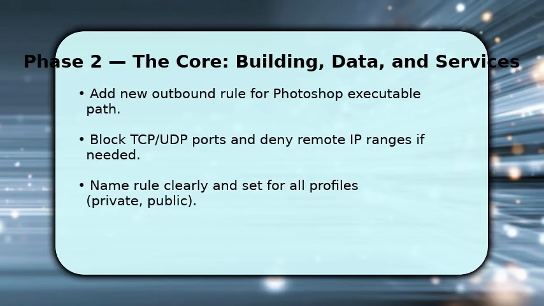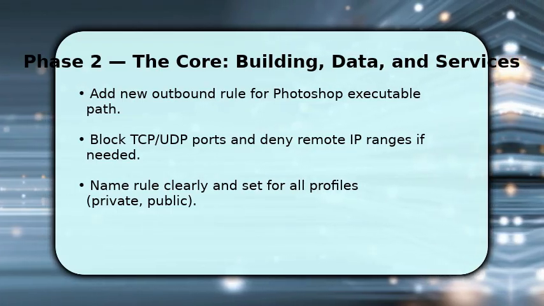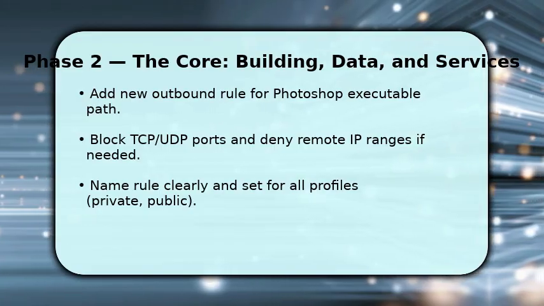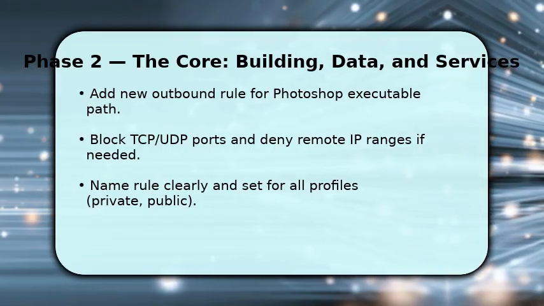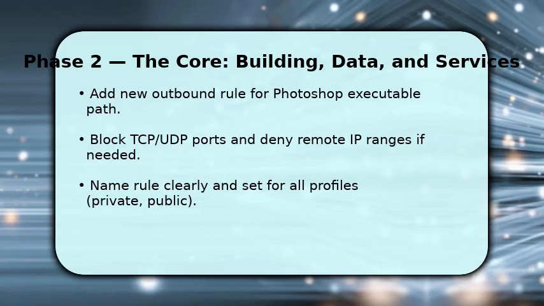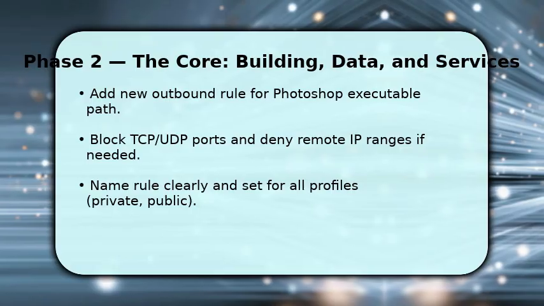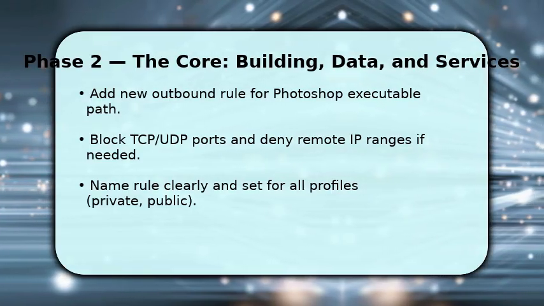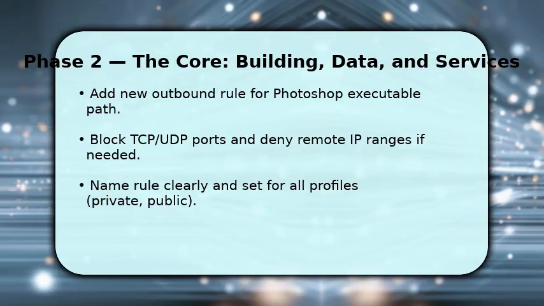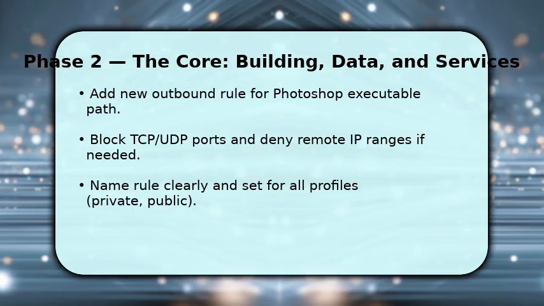On Windows, choose New Outbound Rule, Program, Point to Photoshop.EXE. On macOS, use PF or a third-party app firewall to restrict the app. Specify block connection, apply to all network profiles, and include both TCP and UDP to be safe. If you need finer control, add remote IP ranges to deny or restrict Adobe servers. Make sure to name the rule clearly so you can identify it later and enable it immediately.